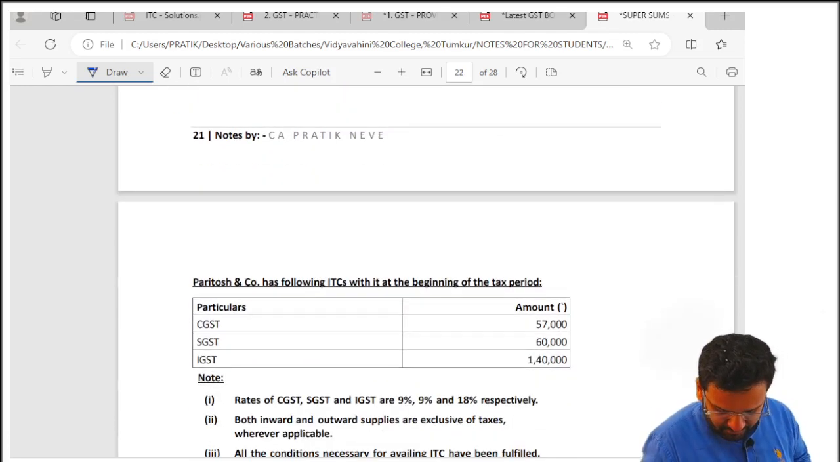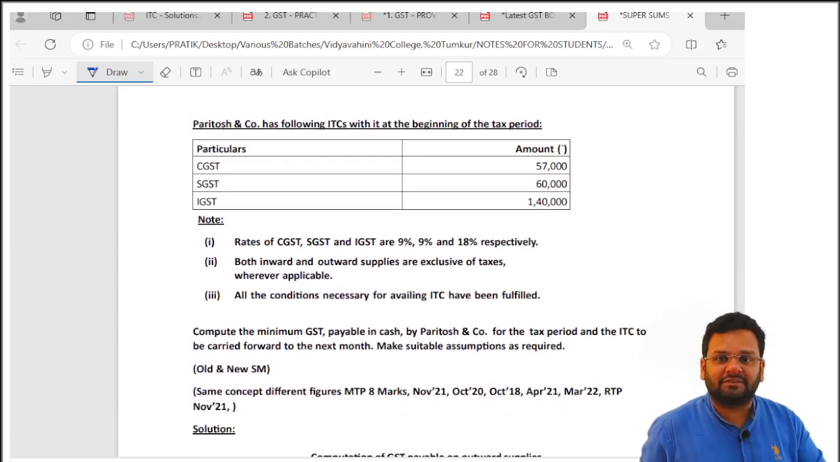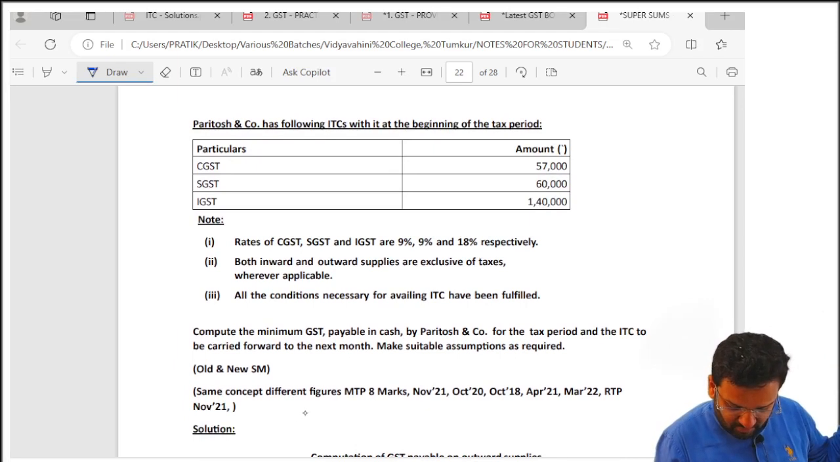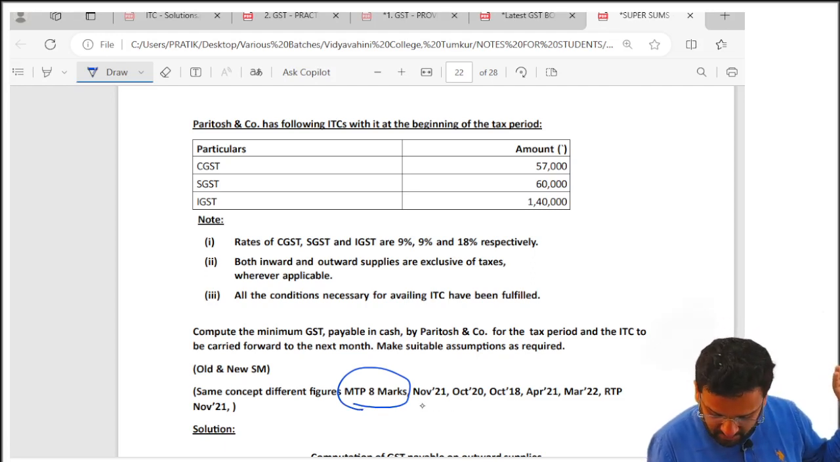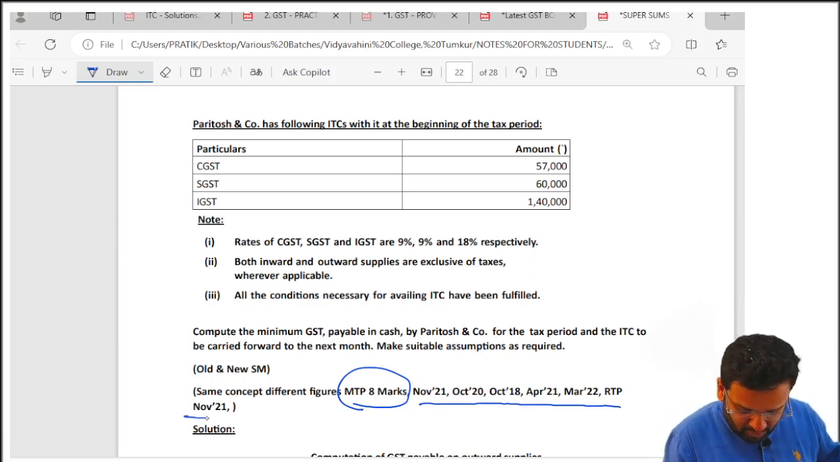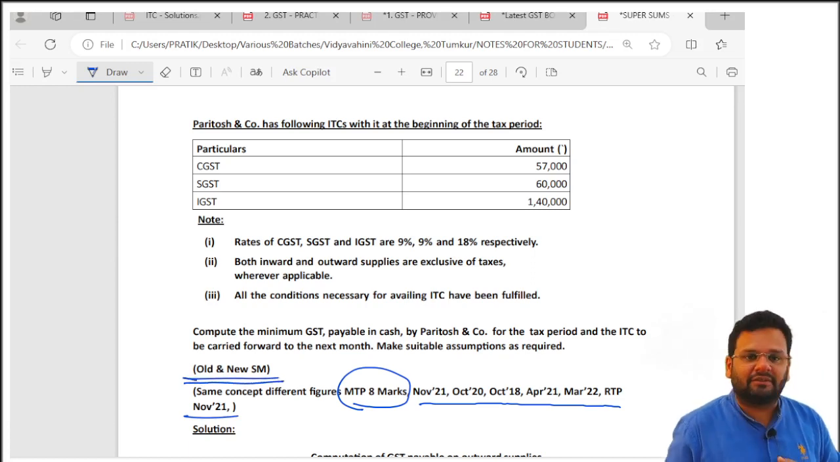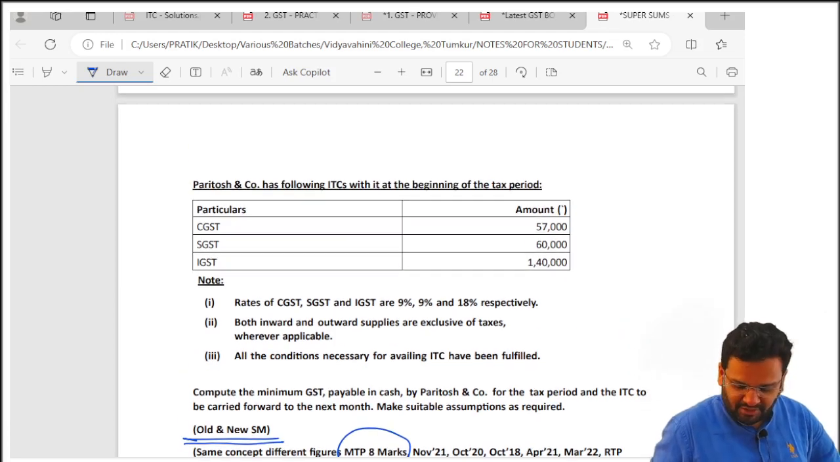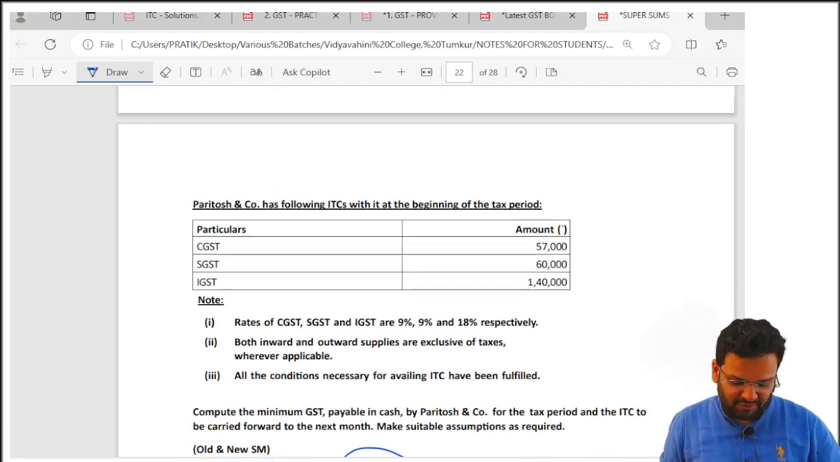21st question, Paritosh. Friends, the same concept with different figures was asked in mock test papers for 8 marks: November 21, October 20, October 18, April 21, May 22, and RTP of November 21. So it is an important question, and it is also in the study material. So let's solve it.